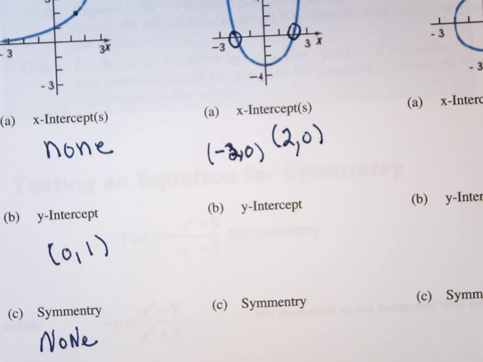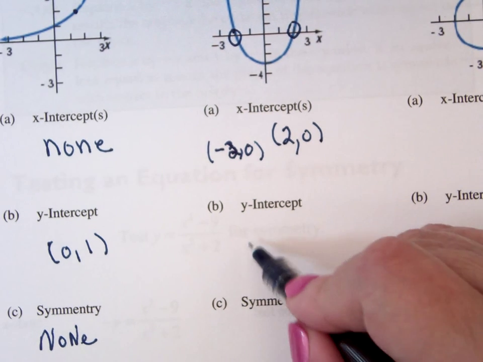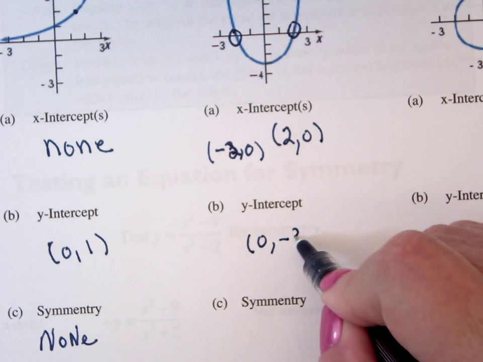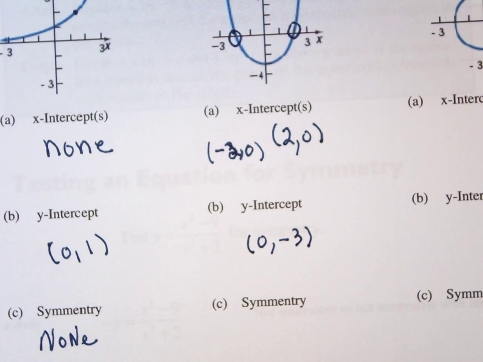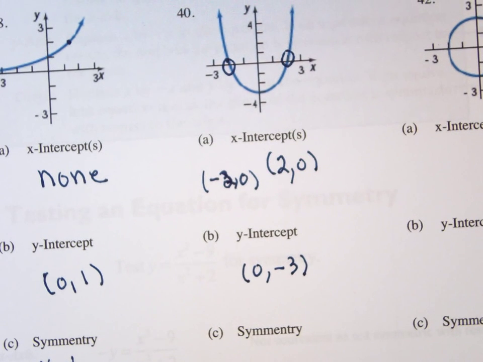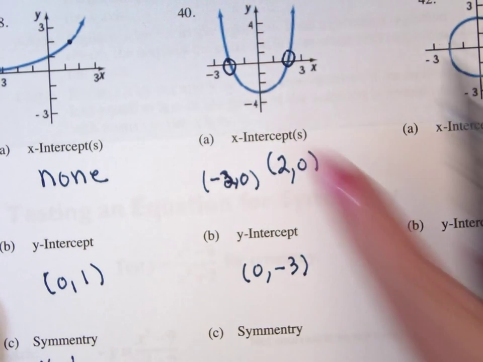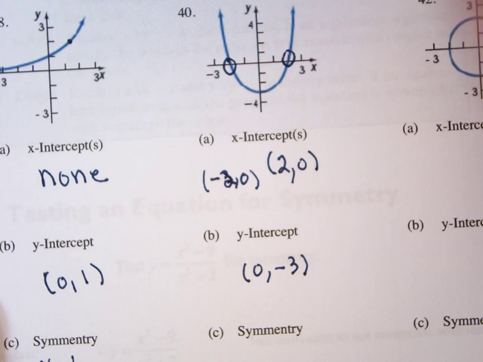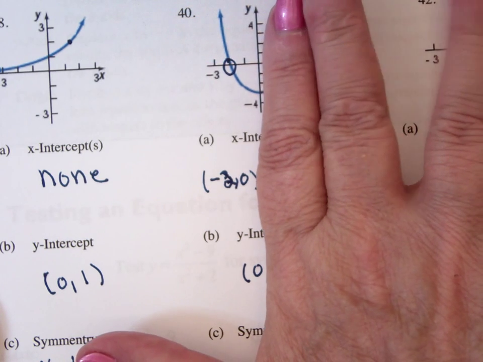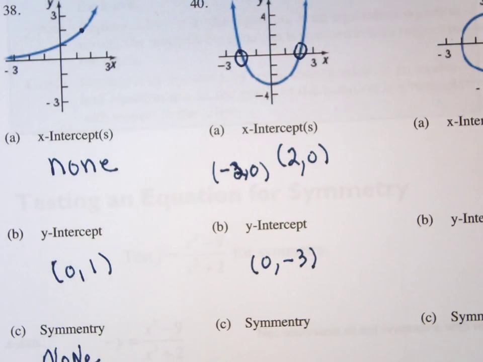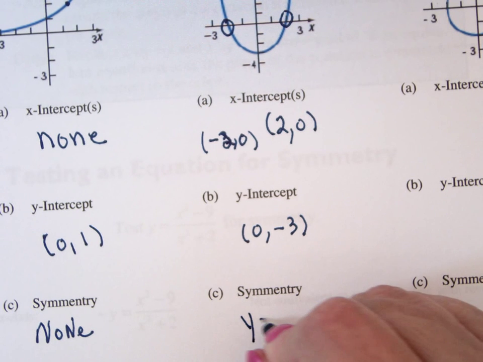Y-intercept? 0, -3. What about symmetry? Yes, to what? The y-axis. You can fold it, you can see it folded across the y-axis. This goes up through the middle. This guy and those two are images of each other. You fold it, they would lie on top of each other. So this would be y-axis.